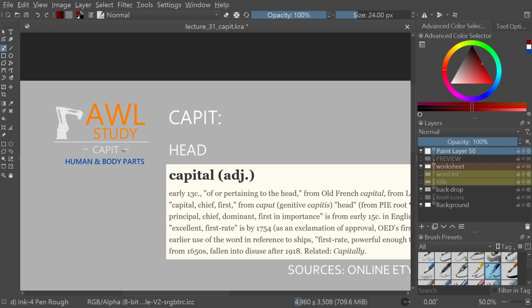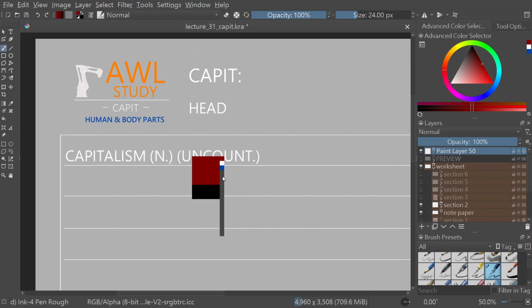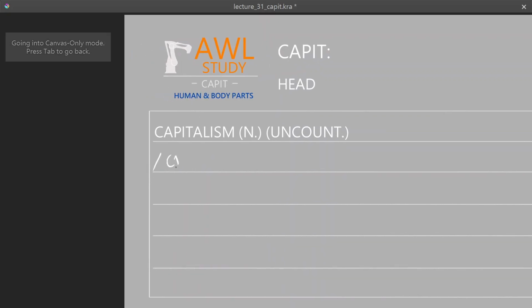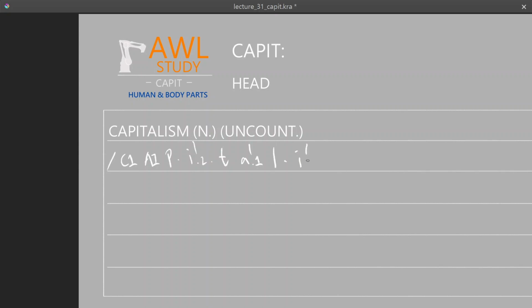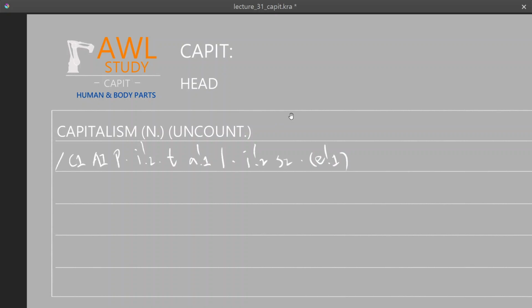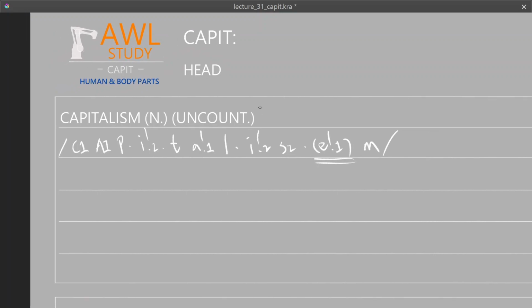Alright, so what's the first word we're going to study today? The first word is capitalism. Let me change the color. Capitalism. The first A is a schwa sound, and ISM is the second sound of ISM. We add a schwa sound for blending purposes. So, capitalism.